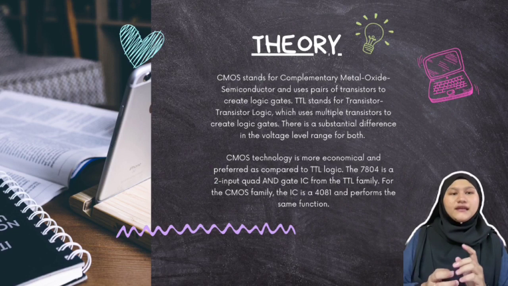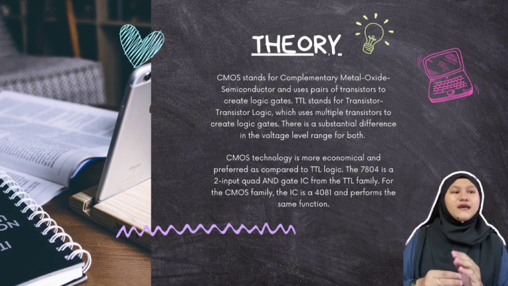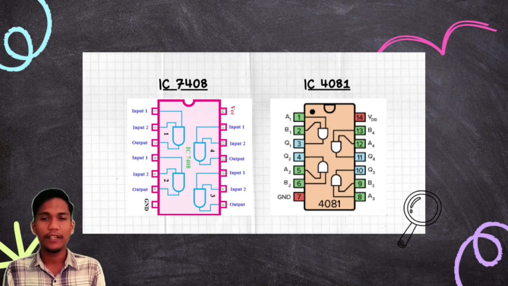The 7408 is a 2-input quad AND gate IC from the TTL family. For the CMOS family, the IC is a 4081 and performs the same function. The 7408 and 4081 are both integrated circuits commonly used in digital electronics. They are both quad 2-input AND gates, meaning each IC contains 4 separate AND gate circuits, with each gate accepting 2 input signals and producing a single output signal based on the AND operation.